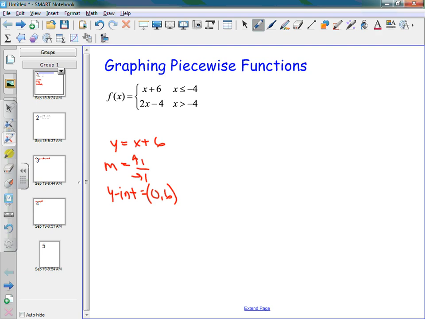Why is this what it is? Because this number in front of the x is my slope, which is understood to be 1. Make it a fraction because slope is rise over run. The b value is my 6, which is my y-intercept, and we put that in an ordered pair format, which is the point 0, 6. Agree? We good? Okay.